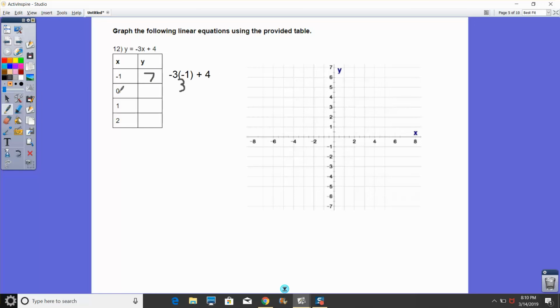If my x is 0, that's 3 times 0, which is 0, plus 4, which is 4. If I have x equaling 1, that's negative 3 times 1, which is negative 3. Negative 3 plus 4 is positive 1. And then with 2, negative 3 times 2 is negative 6, plus 4 is negative 2. As you can see, which makes sense, since these x's are going by 1, our slope says it should go by negative 3 on the y. So every time we go down, we're going down 3 each time, which is also important.